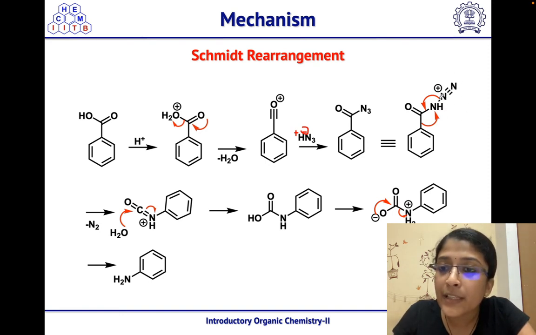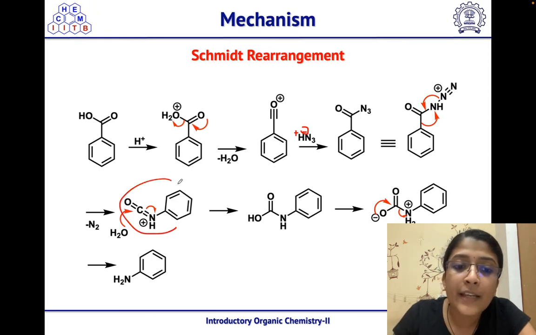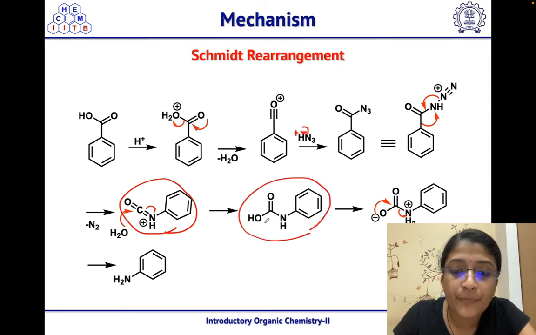Now when N2 is getting removed, here N2 is eliminating, this bond is shifting in this direction, and this carbon carbon bond will migrate to this nitrogen of the amide, and we will get an isocyanate kind of intermediate here. Now what is happening, water in the system will attack on this carbonyl carbon and it will lead to formation, neutralizing this amide, and we will get an amino acid like this, an amide bond and an acid.